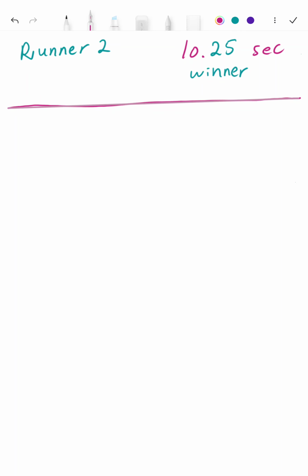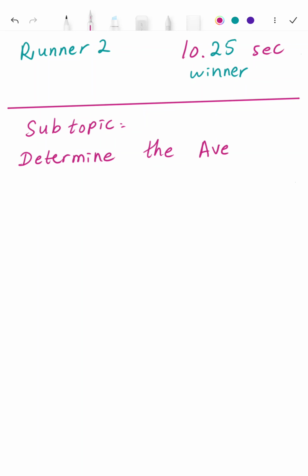Now coming to the second subtopic, that is determining the average value for length and time period.